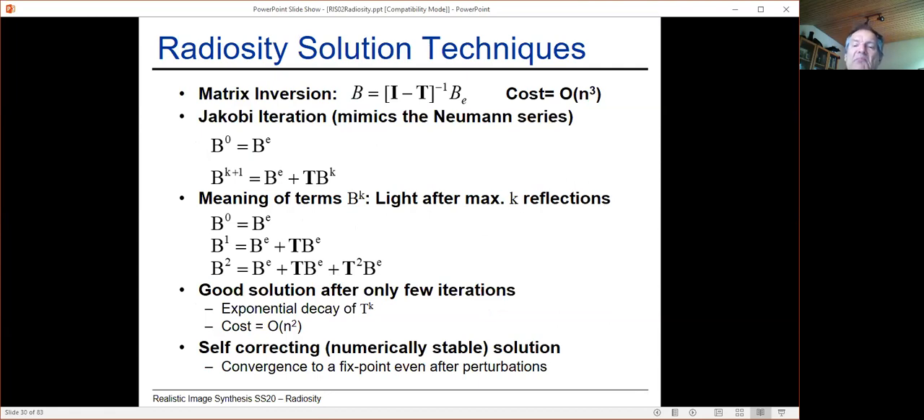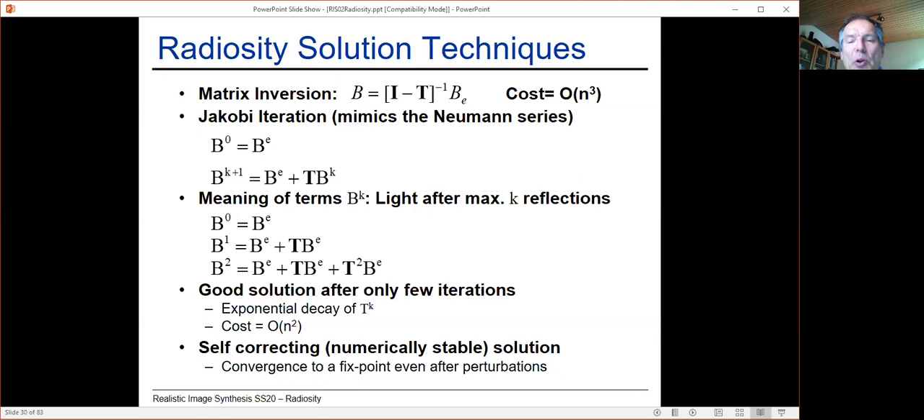So formally, what methods could we envision for a radiosity solution? Pretty much all those methods that we typically use to solve a linear set of equations. Formally, we can apply matrix inversion, but this would be a relatively costly operation, so we don't use it.